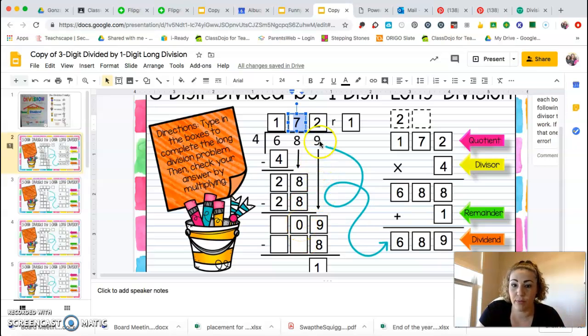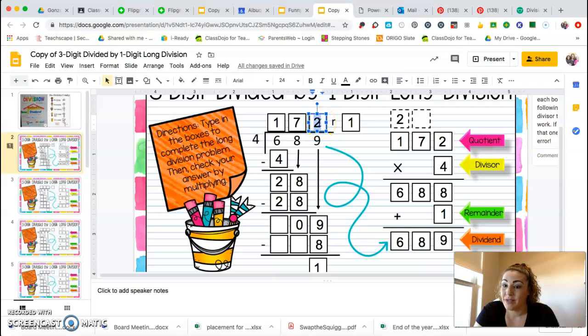Next step is brother brings down. Brother brings down the 9. Well, this is a 0, so our number is just 9. Now Rover repeats. We go back up to the top. So 9 divided by 4, or 4 times what equals as close to 9 without going over? We can't say 3 because 3 times 4 would be 12, and we don't have enough. So we have to say 2. So 9 divided by 4 is 2.